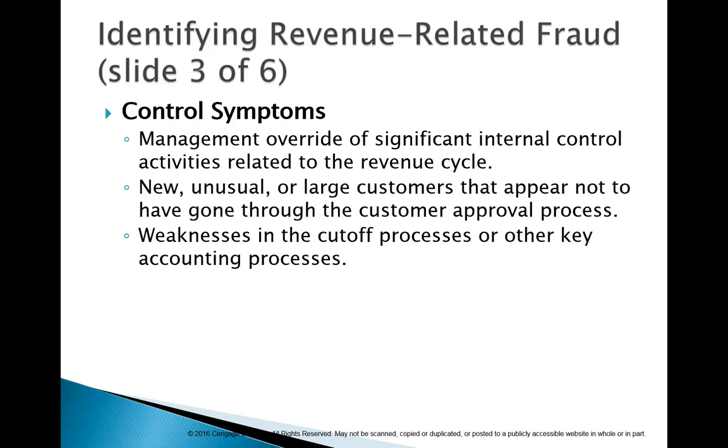Another control symptom is new, unusual, or large customers that appear not to have gone through the customer approval process. The way that plays out is, when a new customer makes an order from you, you don't just ship them product and expect them to pay within 30 days when you send the invoice. Essentially, when you ship before you receive payment, you're extending credit to a customer. We don't want to extend credit to people who are not creditworthy.